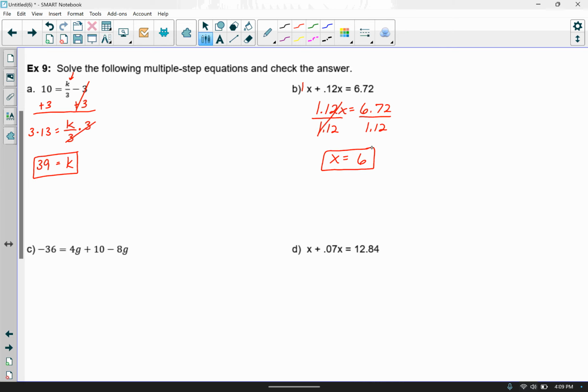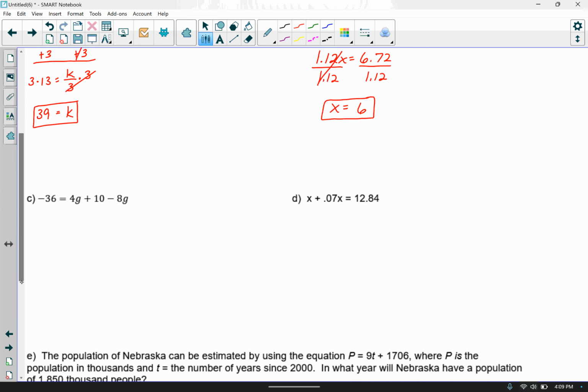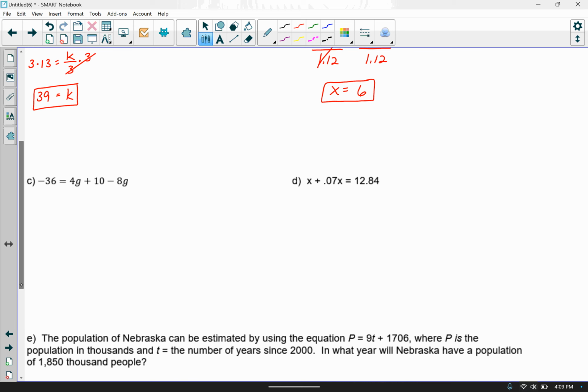Okay. And then let's do one more here together, letter C. All right, so I want to solve for G in this one. The first thing you'll notice is I've got a couple of G's in this problem, so let's combine like terms. 4G minus 8G, it's on the same side of the equals mark, so you're just combining like terms. So 4 minus 8 gives you what kind of 4? We agree, a negative 4G plus 10 equals a negative 36.